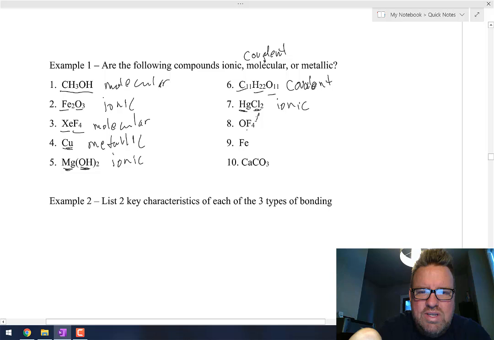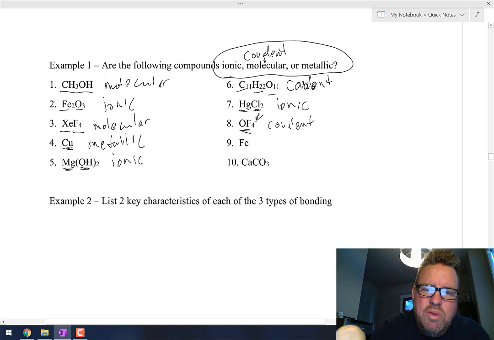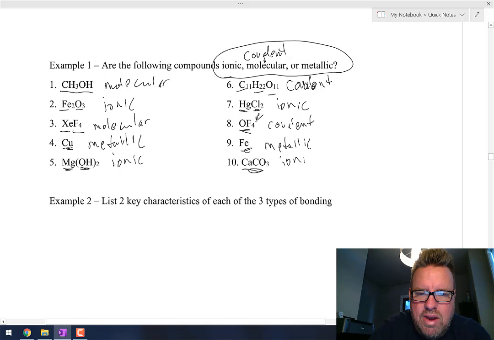OF4 minus. What does that minus mean in the corner? Nothing. It has nothing to do. Well, it means that there's a -1 charge. It means it's gained an electron. But in terms of what type of compound is it, it doesn't affect it. Those are both nonmetals, so therefore that one is covalent or molecular. Fe, just iron, so that one would be metallic. And calcium carbonate, again, is a metal with nonmetals, so it is ionic.